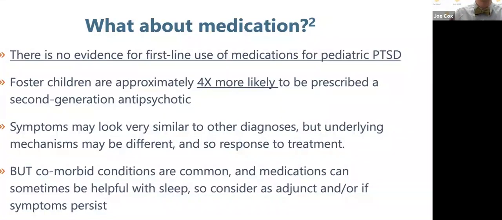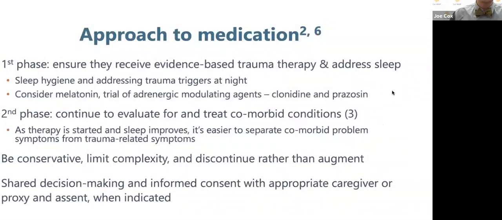There can be comorbid conditions. There can be pre-existing conditions that need to be addressed. So it doesn't mean you can't use medications. Just be mindful, and you can consider adjunct medications if symptoms persist after you've started treatment for the trauma. My approach is to ensure they're receiving evidence-based trauma therapy. At the same time, one of the things I do is address sleep. Sleep hygiene first, of course, and addressing trauma triggers at night. But if you're doing those things and they're still having a hard time sleeping, which has such a huge impact on emotion regulation, you can consider things like melatonin or a trial of an adrenergic modulating agent like clonidine or prazosin, which have shown some benefit in some kids with sleep-related symptoms of traumatic stress.